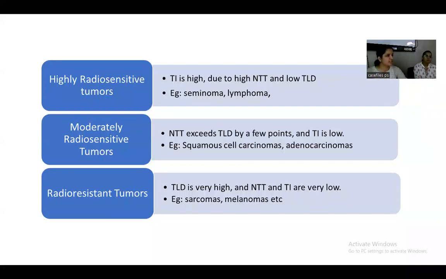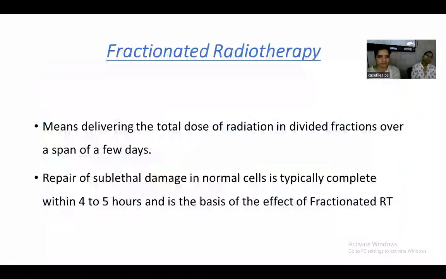Now comes the radioresistant tumors, in which the tumor lethal dose is very high and normal tissue tolerance is very low, so that the therapeutic index is also very low, and the tumor does not respond to the radiation therapy. These include sarcomas, melanomas. Now coming to the fractionated radiotherapy. When the radiation therapy started as a management of the carcinoma, a single large fraction used to be given to the tumors.